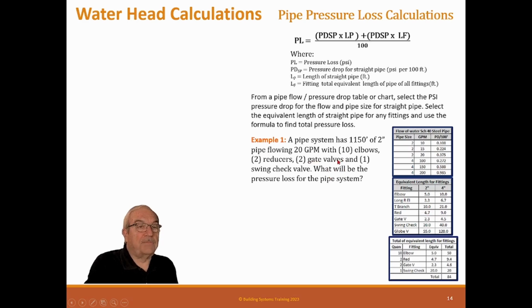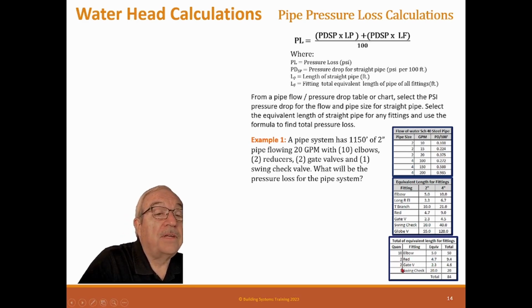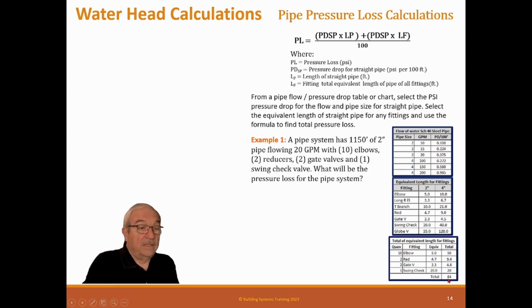A pipe system has 1,150 feet of 2-inch pipe flowing 20 GPM with 10 elbows, 2 reducers, 2 gate valves, and 1 swing check valve. What will be the pressure loss of the pipe system? I built this little table down here, and it has the quantity of fittings and equivalent lengths, and it comes up with a total of 84 feet of equivalent length.